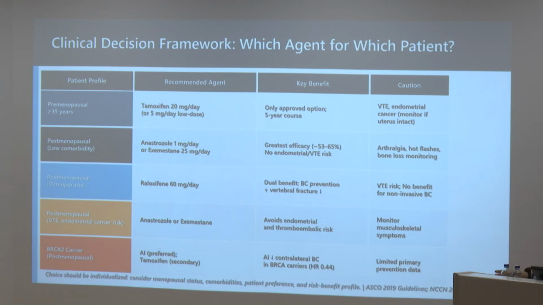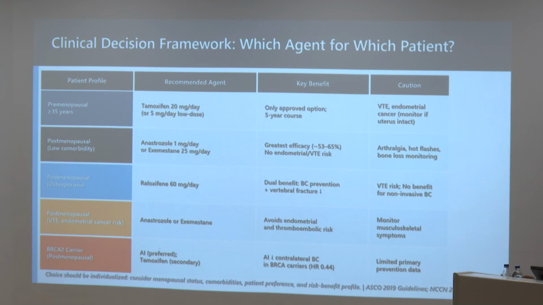For the postmenopausal patient with low comorbidity, you can start with anastrozole or exemestane. They had the greatest efficacy compared to the other SERMs, like raloxifene, but they have side effects like arthralgia and hot flashes. For patients with osteoporosis, raloxifene could be the mainstay to start with because it has a dual benefit: one is breast cancer prevention, and second, preventing vertebral fractures, which is very important. There's a slight risk of venous thromboembolism, but no benefit, remember that, for non-invasive breast cancer.